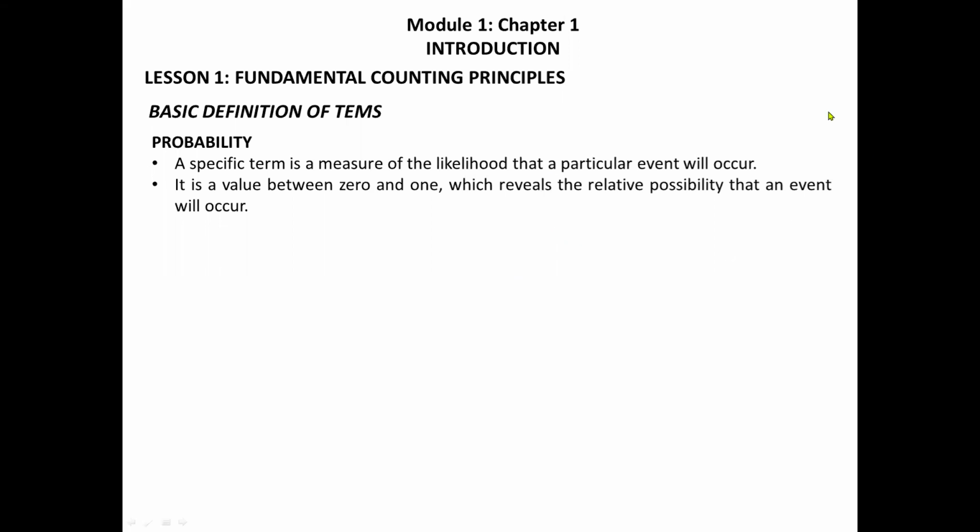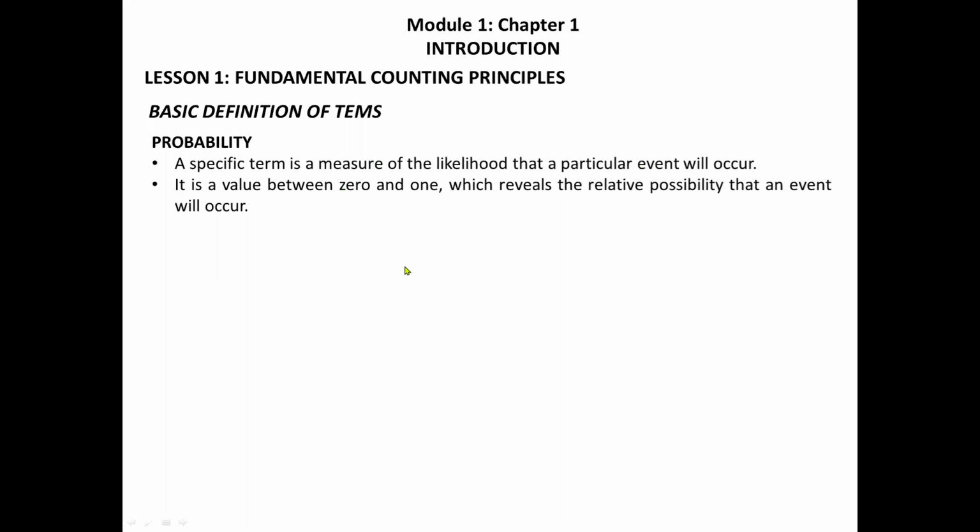So we only go up to 100%. It is a measure of the likelihood that a particular event will occur. So there is a possibility that it will happen, but what is measured is the probability that it will happen. So our answer in probability is always in terms of percent. Sometimes it can be a decimal, sometimes a fraction. So that is the definition of our probability.